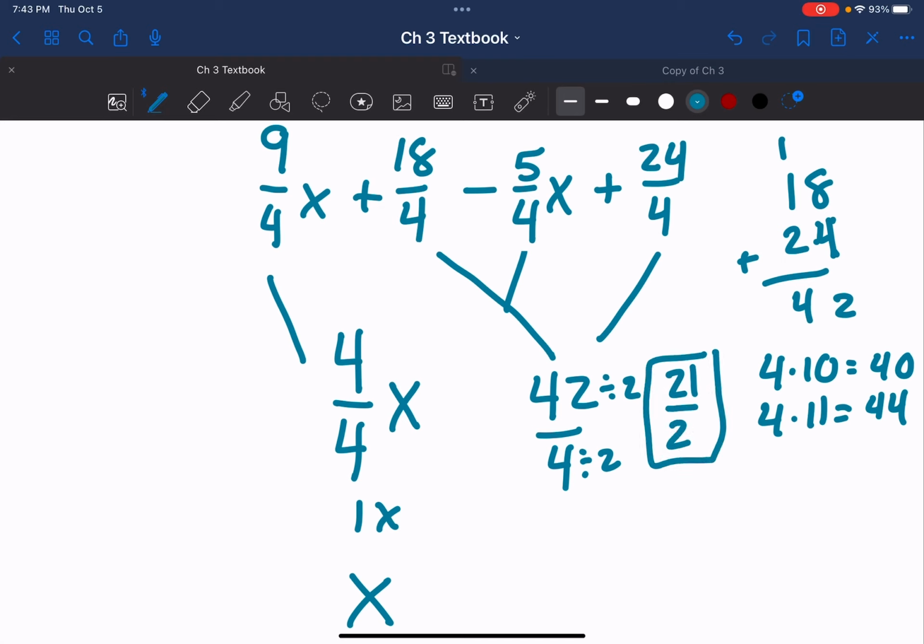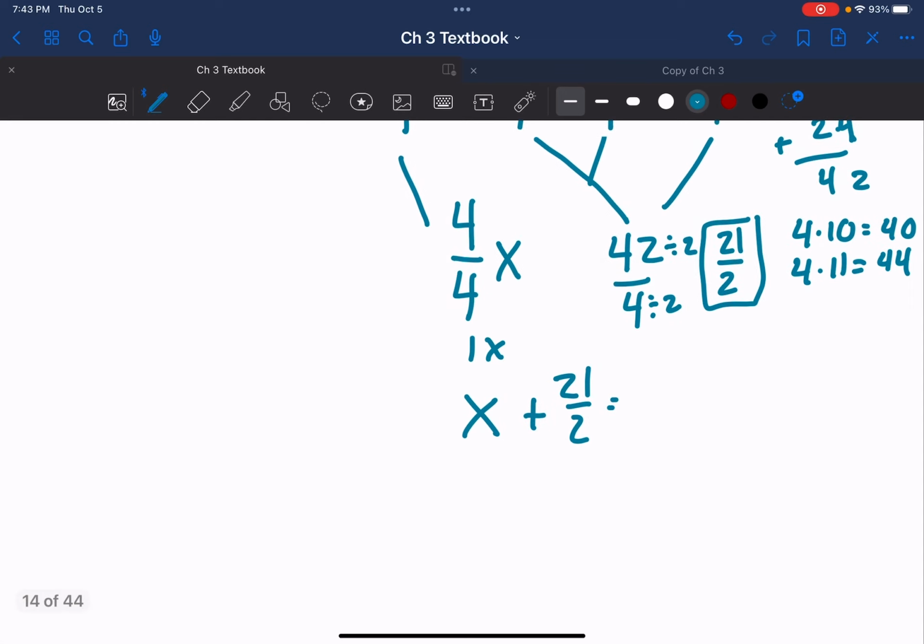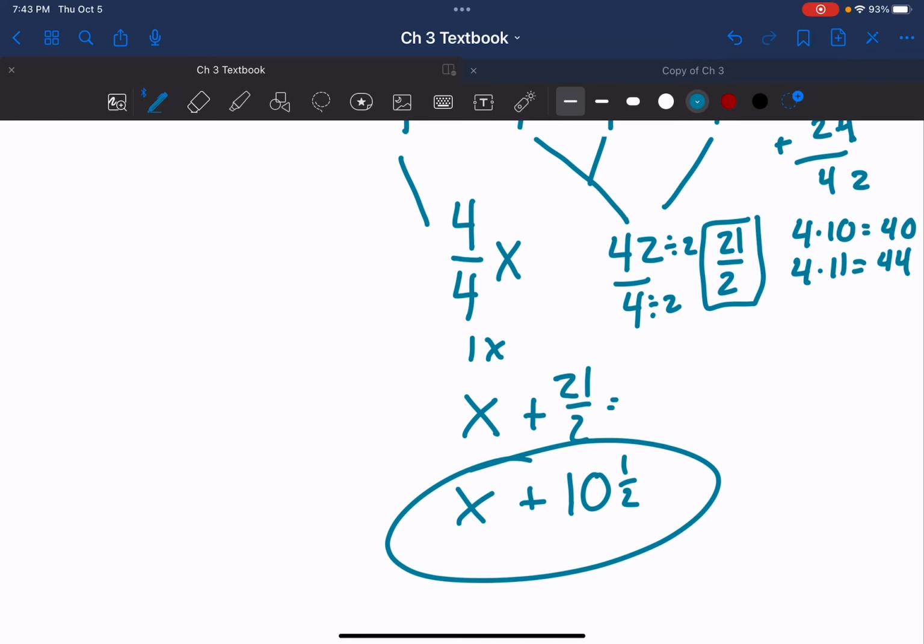Now, if you look at this problem, you can very clearly see, can 21 get divided by 2 to get anything nice? Not really. I mean, it could be like a half, right? But let's go ahead and just leave it like this. I'm okay with this being improper for now. X plus 21/2. Could you also say that 21/2 is the same as, like, gosh, you could take out 10 of those 2's and have 1 left over? Sure, you could do that. That actually looks nicer. Don't get me wrong.